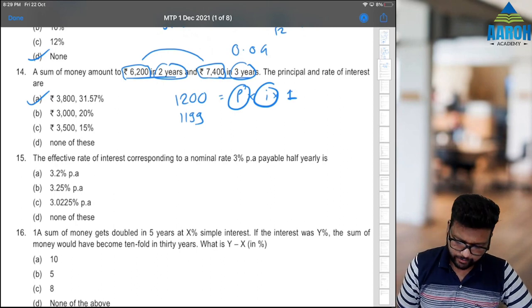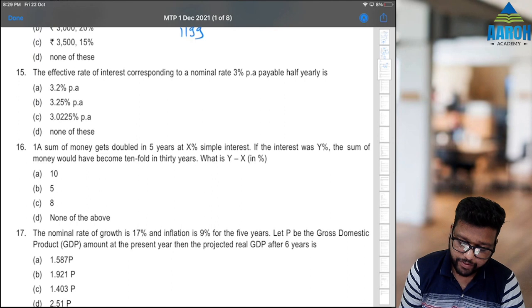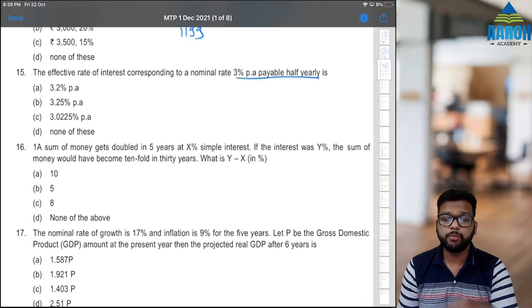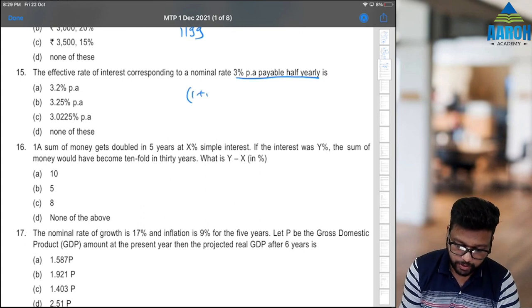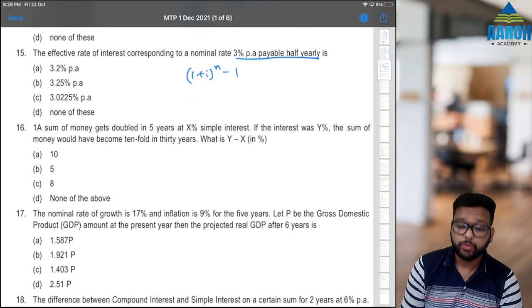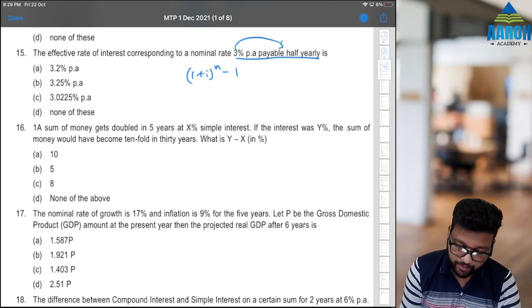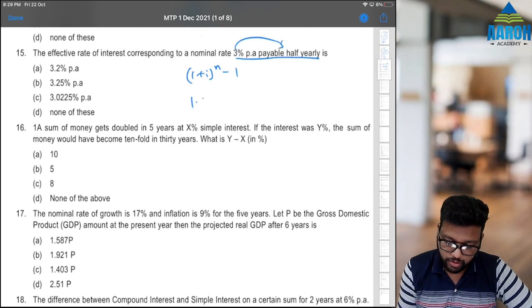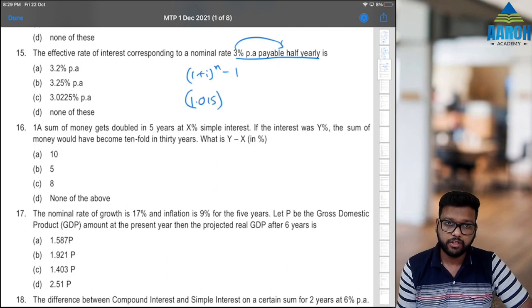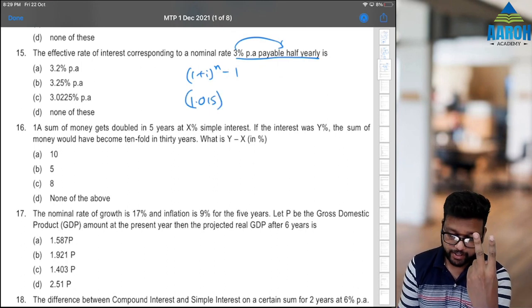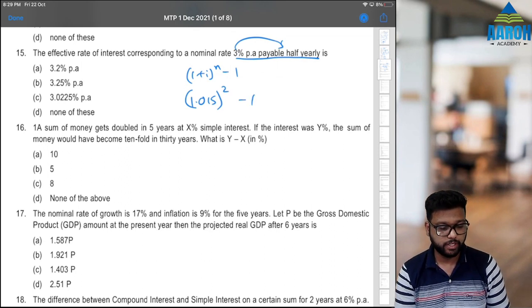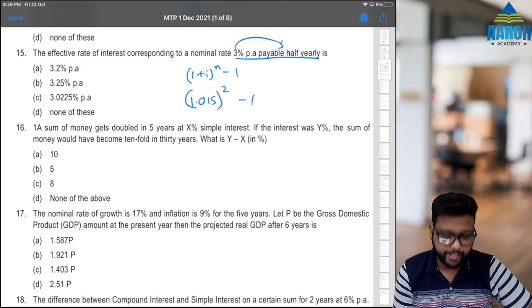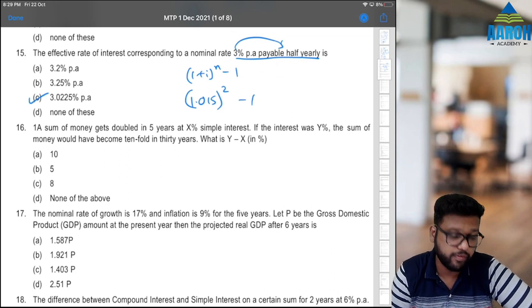This is from module only. Effective rate of interest corresponding to nominal rate of 3% half yearly. Effective rate formula is, for 1 year you have to take 1 plus I raised to n minus 1. Now 3% half yearly, so I will be 1.5%. So it will be 1.015. Half yearly, there are 2 half years in 1 year, and minus 1. So 1.015 square minus 1, that into 100, so that gives us 3.0225.